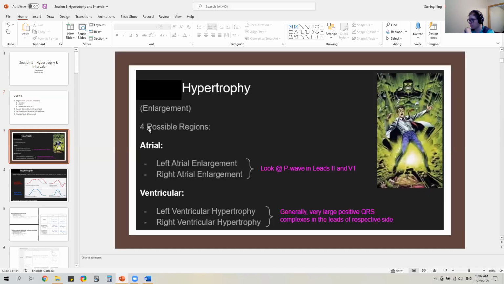All right, so hypertrophy basically just means enlargement of the muscle, and there's 4 possible regions. Atrial, which would be left atrial enlargement, or the right atrium, which would be right atrial enlargement. And the best way to find those is looking at the P wave in lead 2 and V1. Ventricular could be in the left ventricle or the right ventricle. And then you're going to see a very large QRS wave.